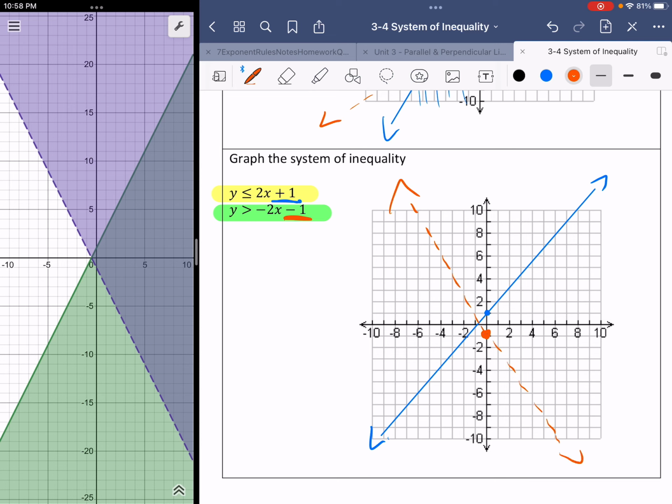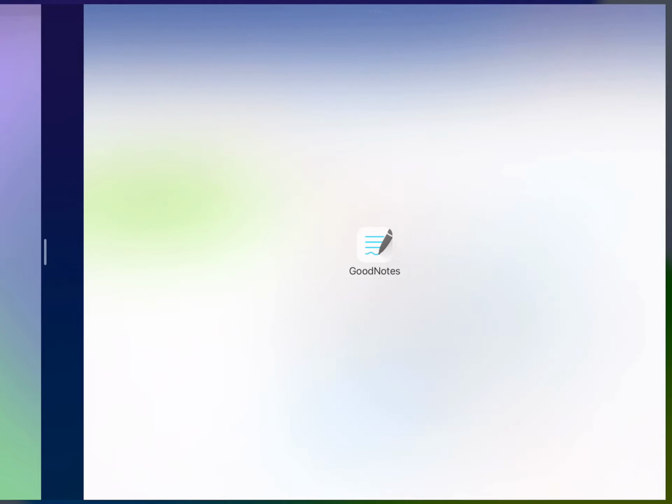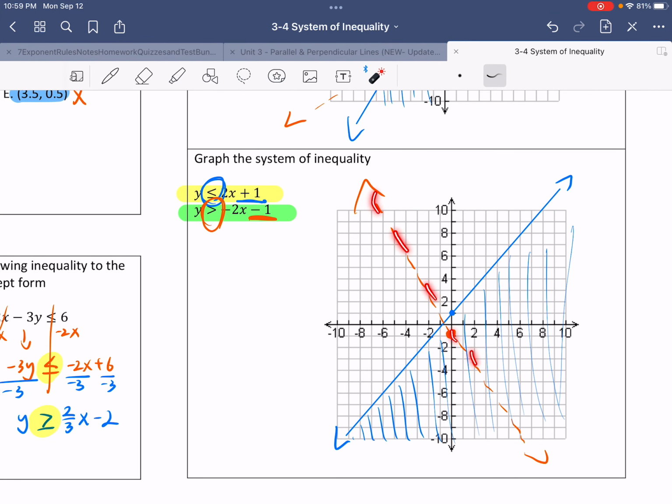Alright, let's try to figure out where to shade top and bottom. So let's start with the top one. This one is what? Less than or equal to, which means I have to shade bottom. So I'm gonna shade bottom like this. And this one is greater than, which means I have to shade upward of this line. So the upper part of this line, which is right here. And as you can see, our shaded area is gonna be here. Okay, so that is gonna be our solution.